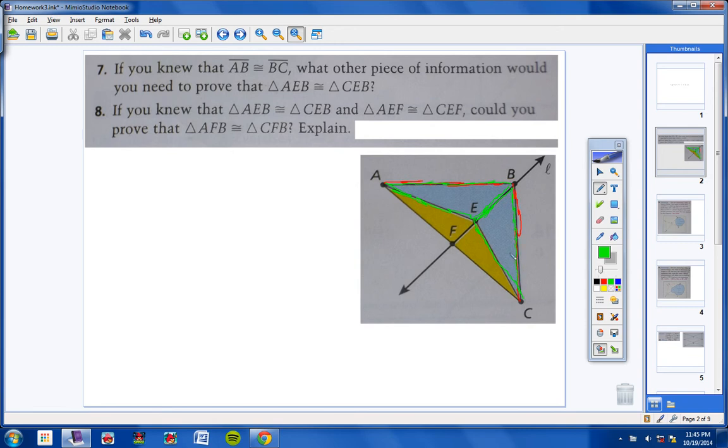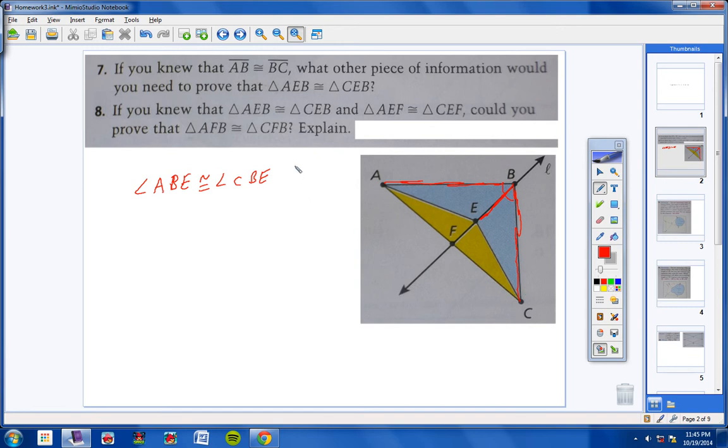Well, there's more than one answer to this, okay? Let me go ahead and say this. We already know that this side here is congruent to this side here, and we know they share the same side. So if you wanted to prove that these two triangles were congruent, we could say this angle here is congruent to this angle here. That would be angle ABE is congruent to angle CBE. Angle ABE, this angle here, is congruent to angle CBE.